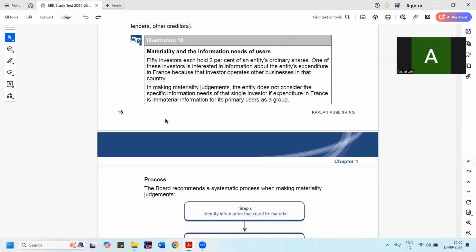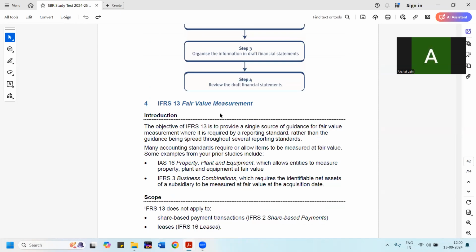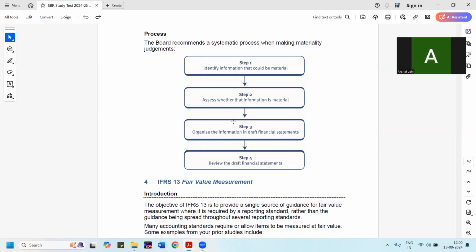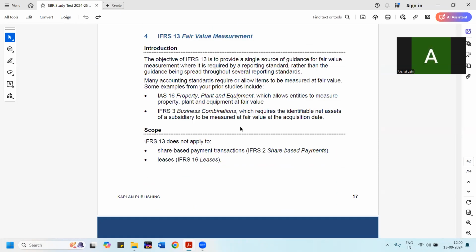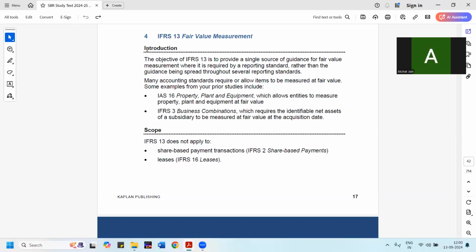I don't think all of this is necessary to read. We all understand this at this level. If you do not, I would suggest that you go through it once. But I'm pretty sure everybody who's reached SBR level would know what's written here.